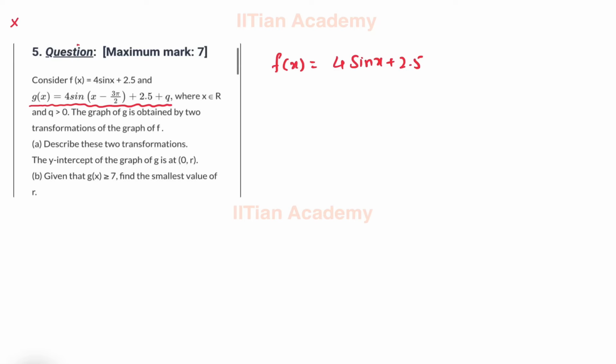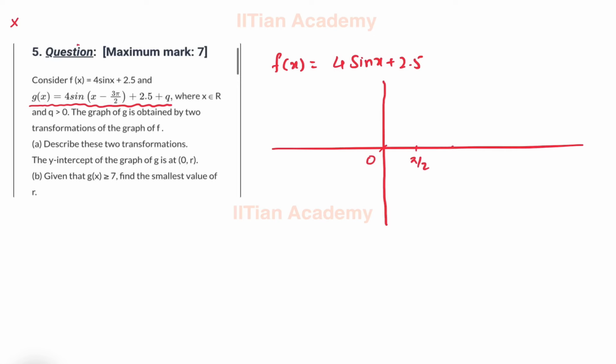And it is written that the graph of g can be obtained from f after some transformations. So we have to identify those transformations, and then we also identify the value of r. So first of all, let us try to plot the graph of f(x).